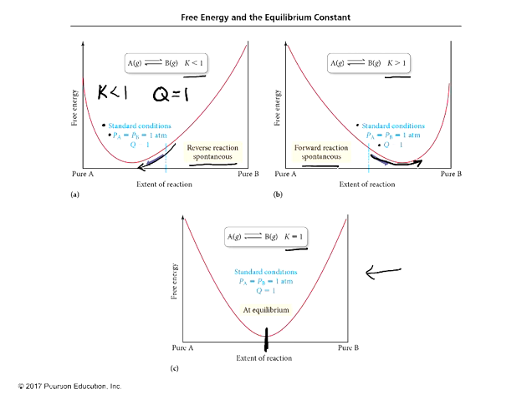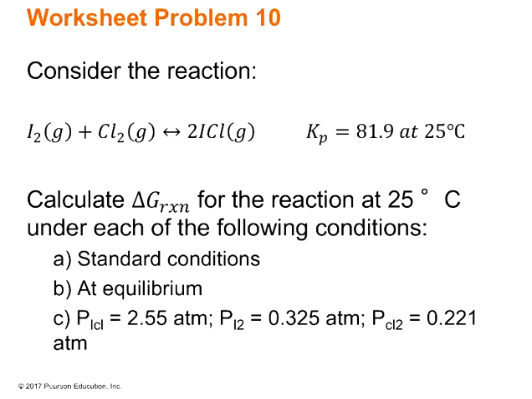So these charts are a little complicated. There might be an easier way to express all of this, but let's do a practice problem so we can see mathematically how this all works out. So on worksheet problem 10, we're going to consider the reaction where iodine reacts with chlorine to produce iodine chloride. And we're given the value of K, which is 81.9, so K is greater than 1. And this is at 25 degrees Celsius, so standard conditions.